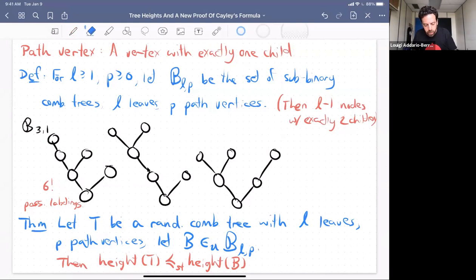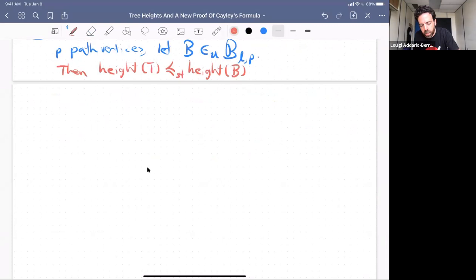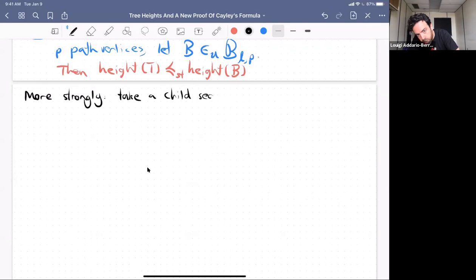In fact, there's something stronger you can say. This is the last theorem, and then I'm going to finish by showing you an animation of the proof technique. If I take a child sequence C1 up to Cn, what I'm going to do is look at what happens when I sample either a random combinatorial tree with this child sequence or a random combinatorial tree with a different child sequence.